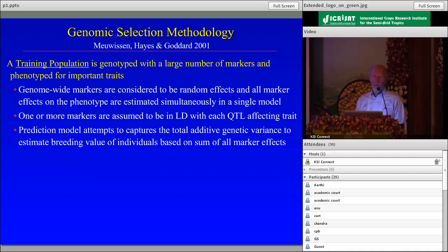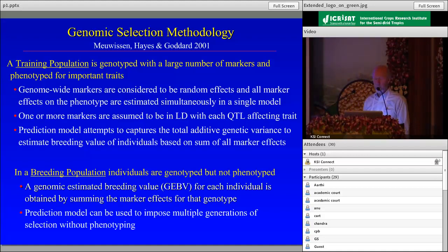A second population we refer to as the breeding population. This population is genotyped with genome-wide markers, and we use that marker information in our prediction models to predict their breeding values in the absence of phenotypes.